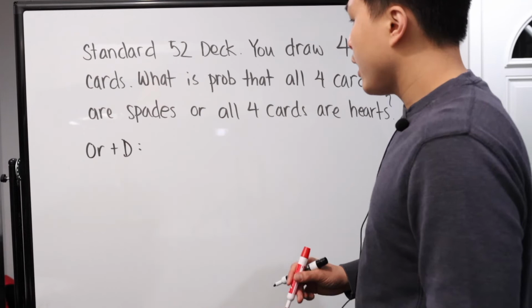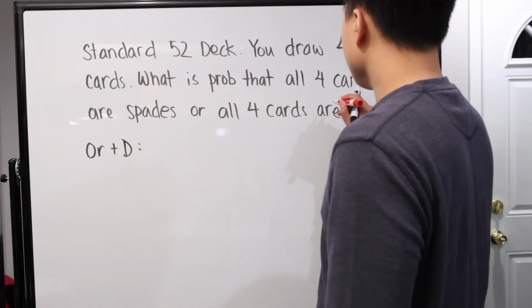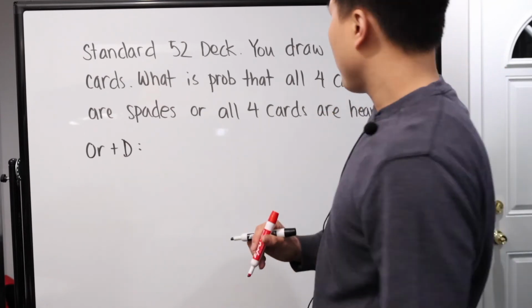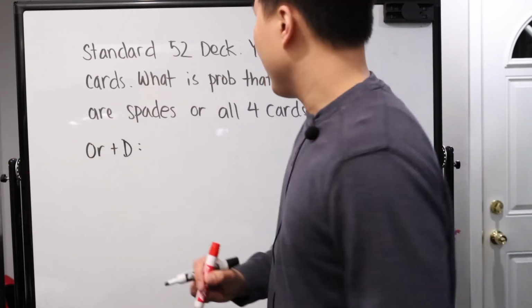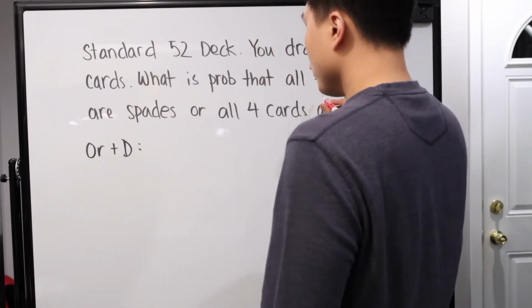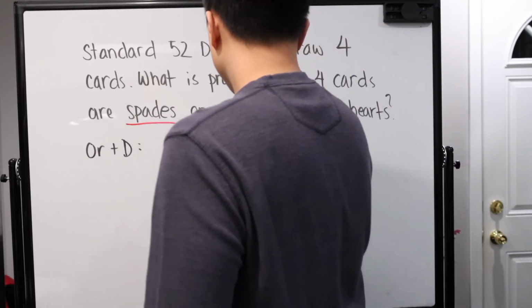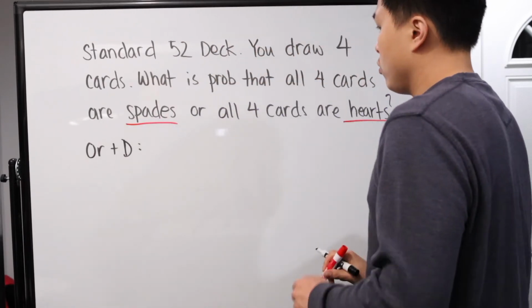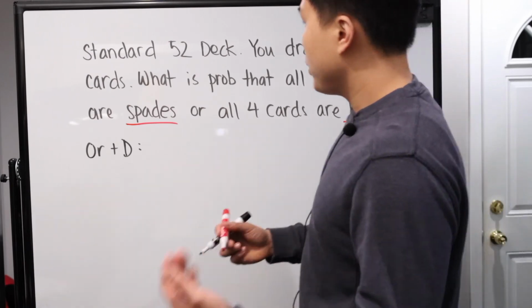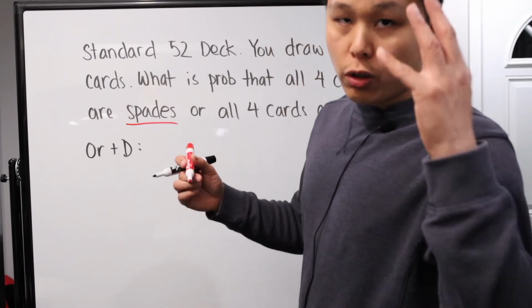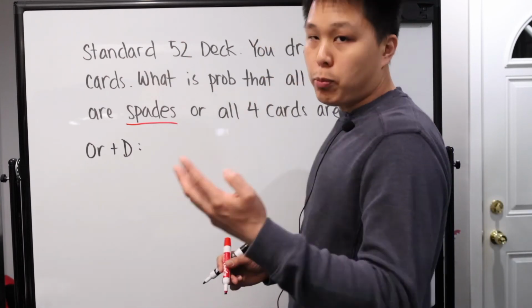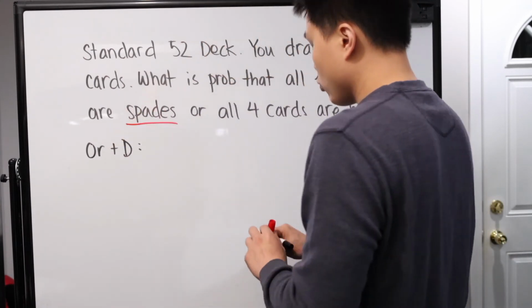So if we're going to look at that, we just look at these 2 different scenarios, and since it's an or, we're going to add the probability because we want one situation or the other, right? We're happy with either one. Well, the first one is 4 cards are spades, and the second one is 4 cards are hearts. Luckily for us, if you've played with a standard 52 deck, they're pretty much the same thing. There are 4 different types or suits, right? So spades is one of them.